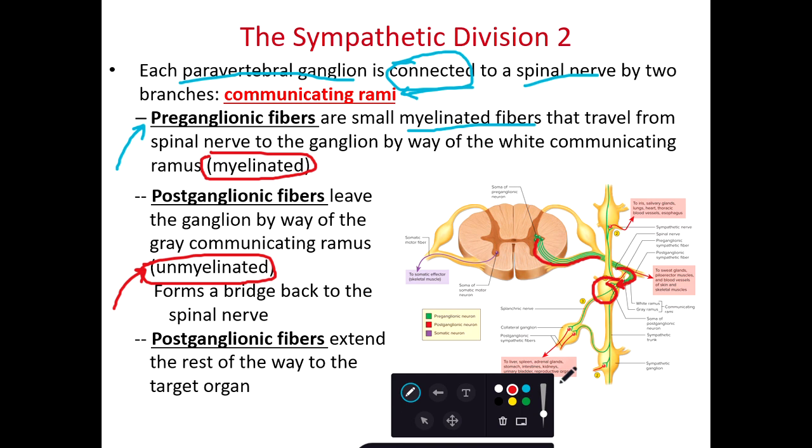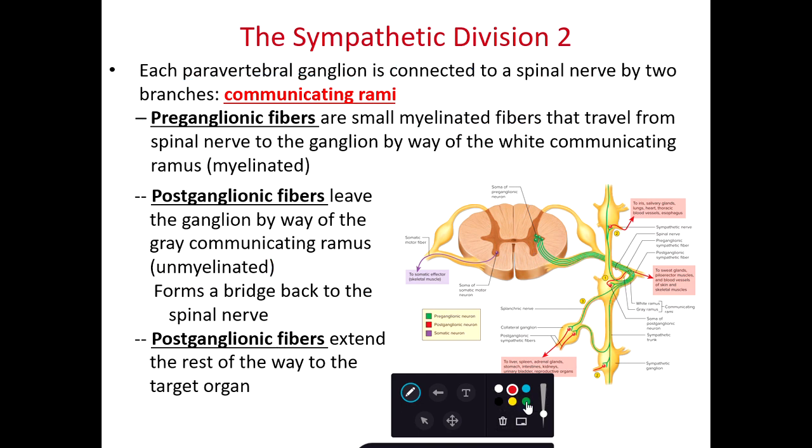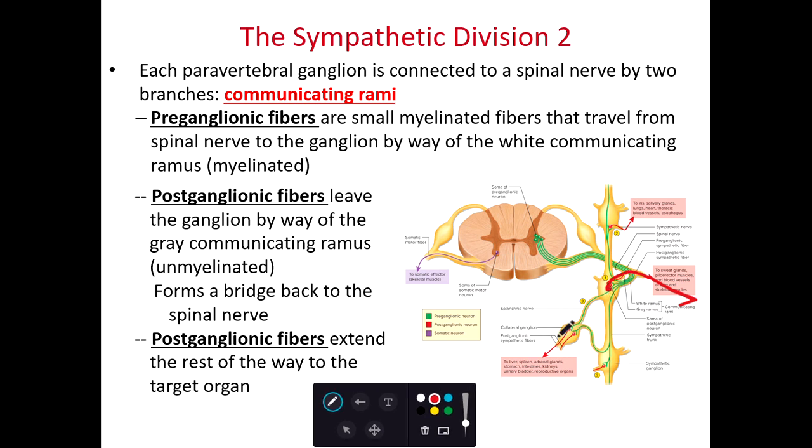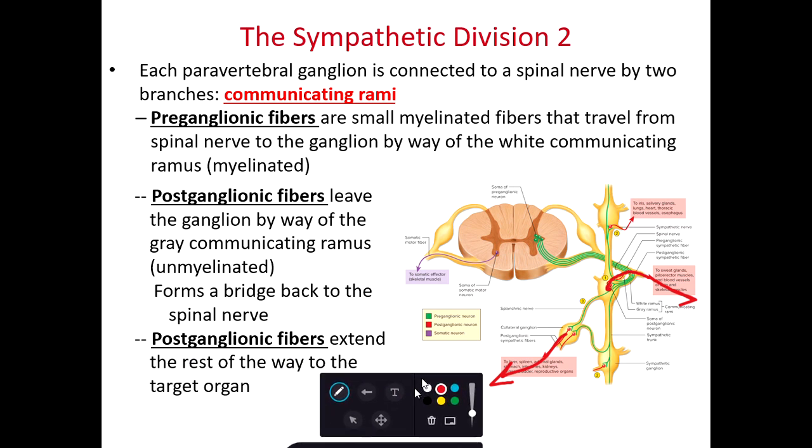And as we're looking at these postganglionic fibers, some of them will form a bridge that goes back to the spinal nerve. So I'm going to clear the screen here, and we'll go with blue for postganglionic fibers. Some of the postganglionic fibers are going to form a bridge right there. Some of them are also going to extend the rest of the way to the target organ directly. So we can have our postganglionic fibers synapse with an organ directly, or they can go back to the spinal nerve. The postganglionic fibers are going to have multiple branches associated with them.